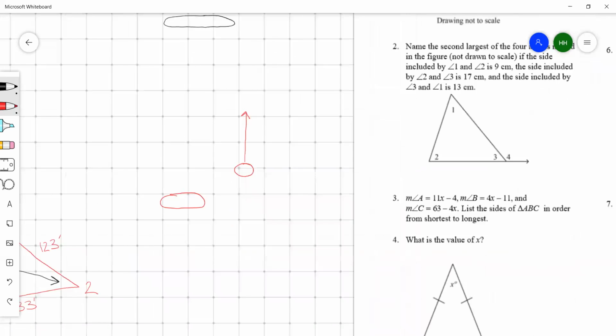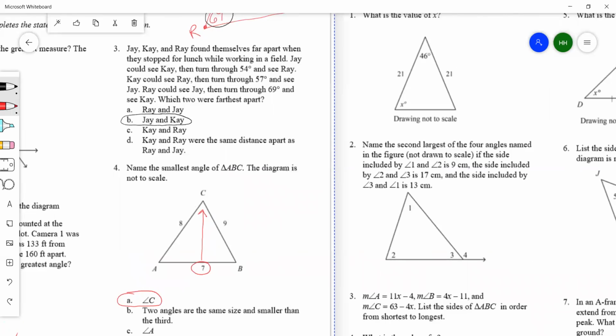Let's see. What's next on there? Is that 4? And then it starts with number 1 on the short answer on the next side? Okay.